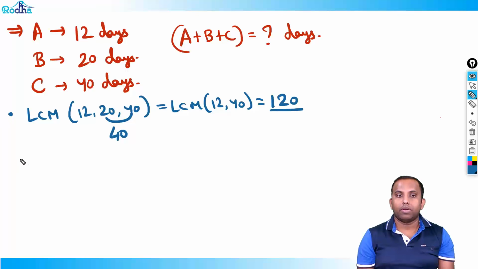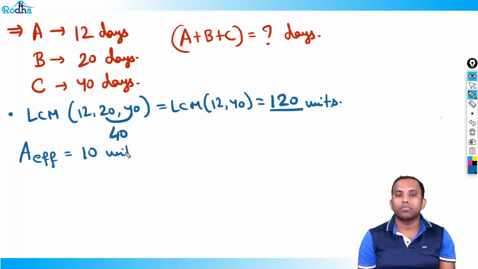What are A, B and C's per day units of work? So the efficiency of A: total work is 120 units, right? So 120 units of work can be done by A in 12 days. What is A's per day work? 10 units per day.